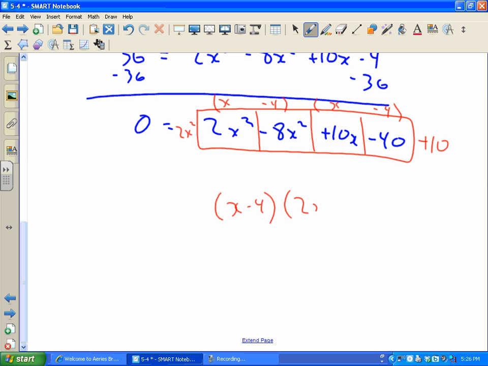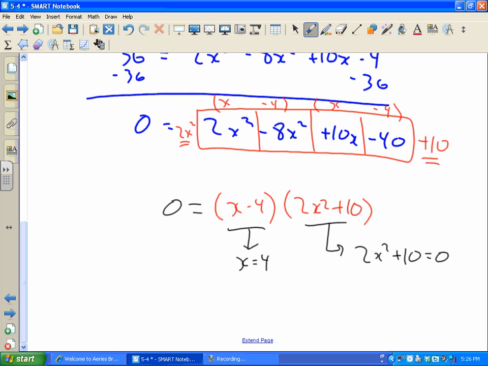And then you have 2x squared plus 10, and that's your other factor. And that's equal to 0. We still need to solve it. That's easy enough to solve. Opposite x. X equals 4. 2x squared plus 10. I can't do that one in my head, Mr. Wood. Okay. 2x squared plus 10. Set it equal to 0 and solve.